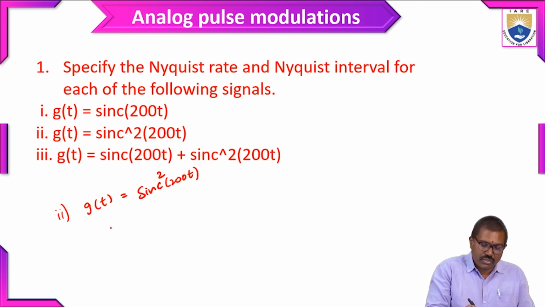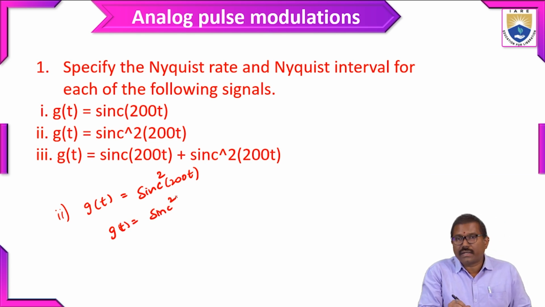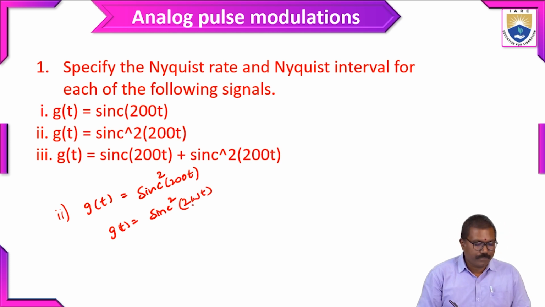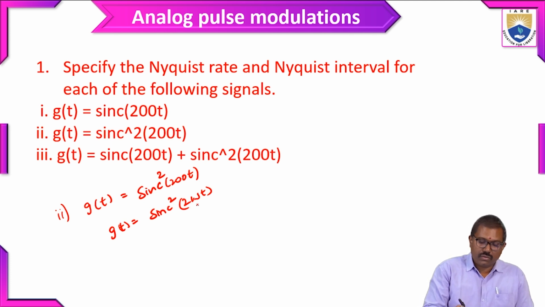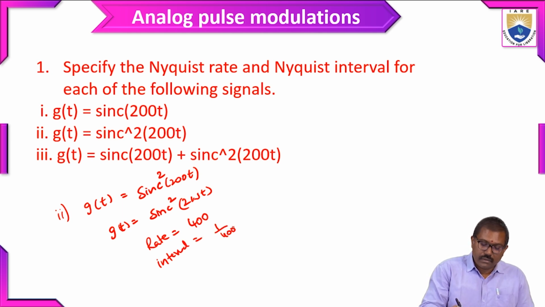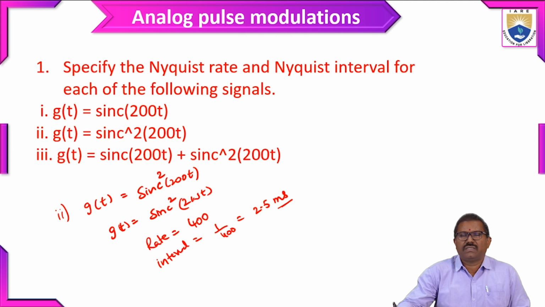So g of t we can write as sinc square 2W t. So 2W is 2 into 200. So the Nyquist rate is 400, and the Nyquist interval is equal to 1 by 400, which is equal to 2.5 milliseconds. So this is the second part.